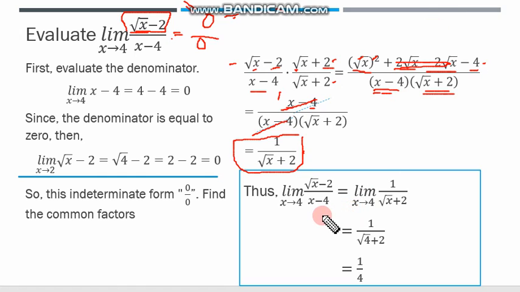So the limit of square root of x minus 2 over x minus 4 as x approaches 4 is equal to the limit of 1 over square root of x plus 2, this one, as x approaches 4. So we will substitute the value of x with 4, so 1 over square root of 4 plus 2, that's 2 plus 2, which is 4, so the answer is 1/4. So the limit of the function is equal to 1/4.